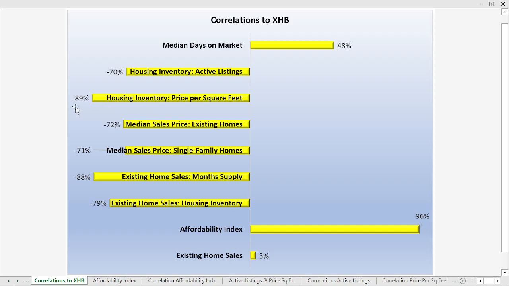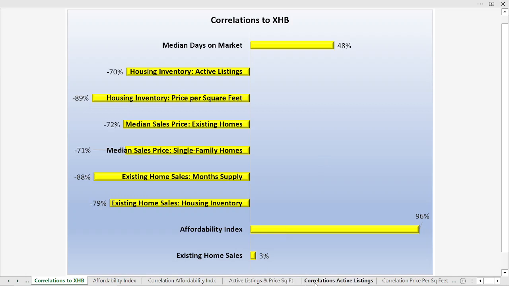Now, a perfect negative correlation would be negative 100%. And when that occurs, when one stock goes up by 1 point, another stock would go down by 1 point. So they're moving not exactly in opposite directions, but very close to that, especially the price per square foot.